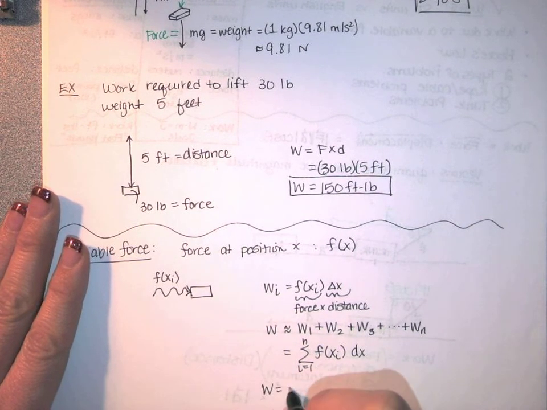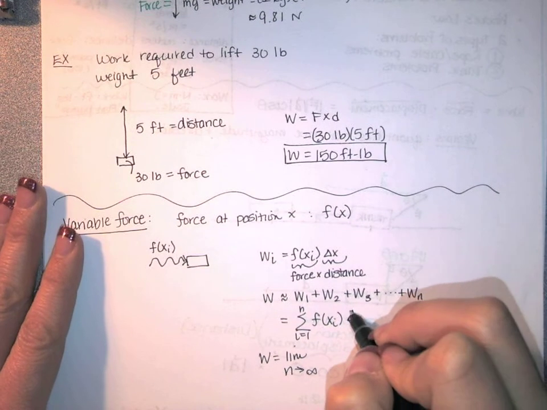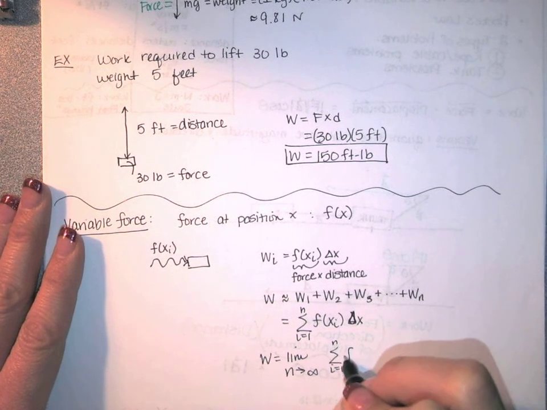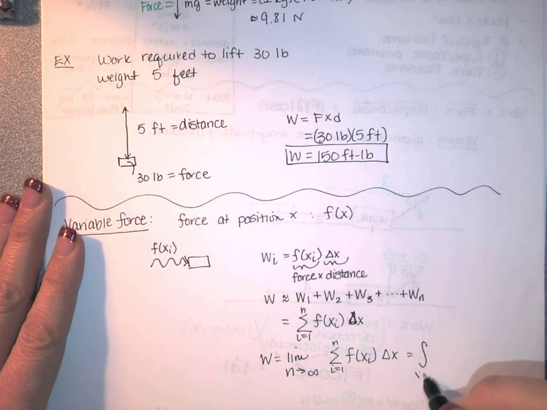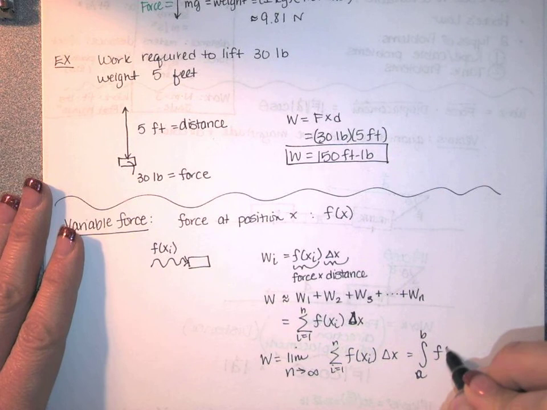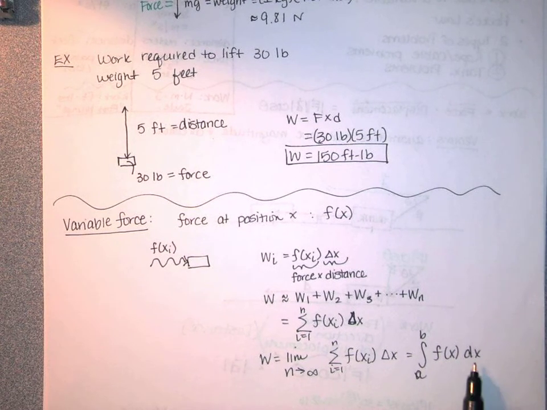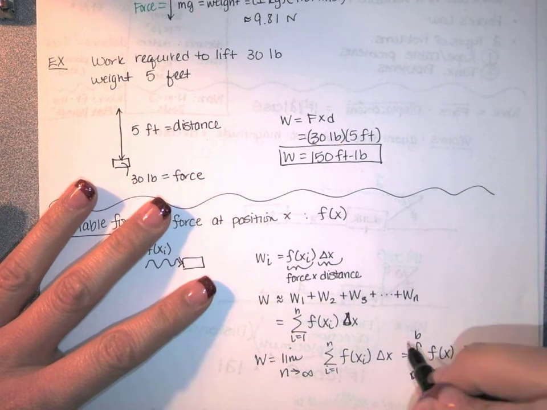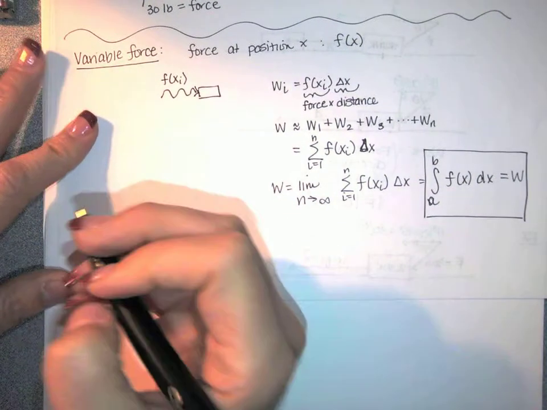And if I want the exact work, we want all the x values. So we take the limit as the number, oops, that should be a delta x, the number of pieces goes to infinity. And that's an integral. So if we start at x equals a, and we end at x equals b, the work done by a variable force f of x is the integral from a to b of f of x, which is a force, times a tiny displacement or a tiny distance, dx. So we could use that.